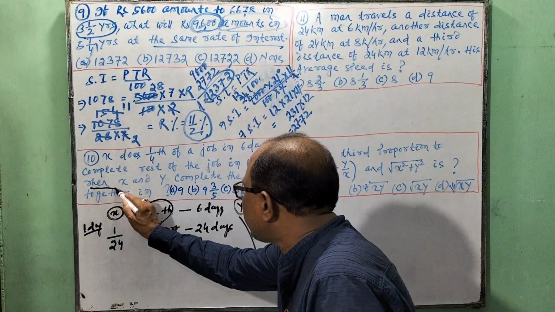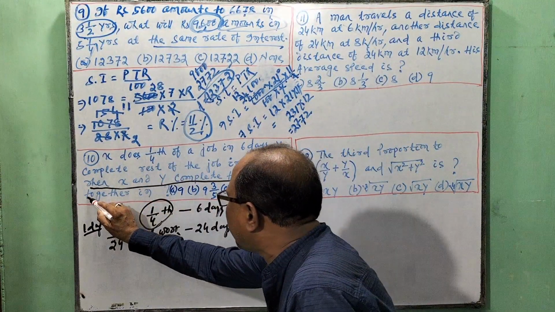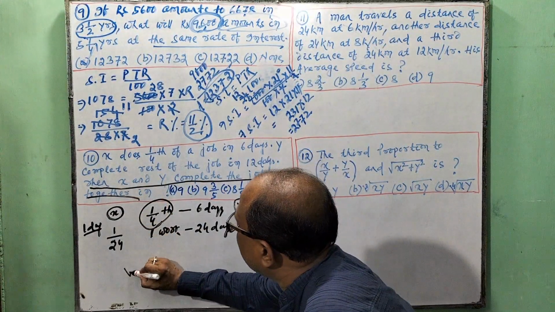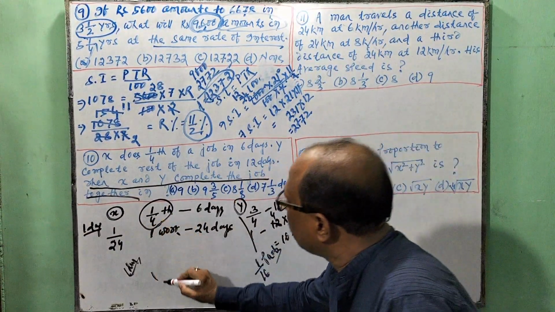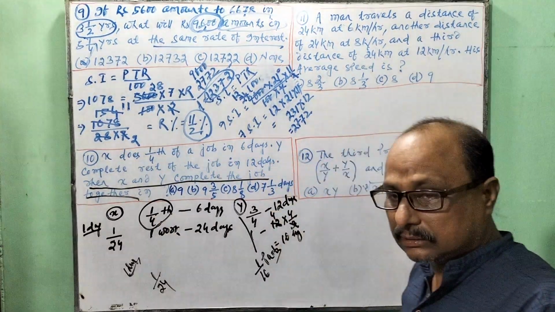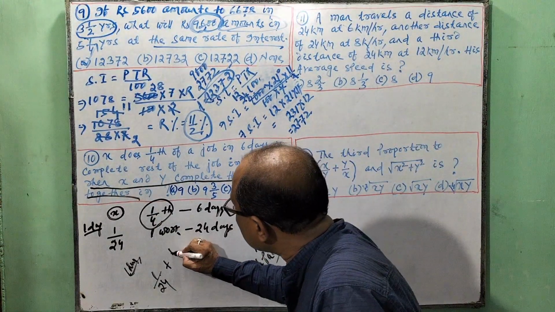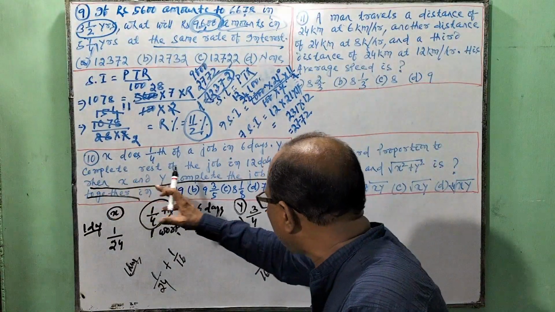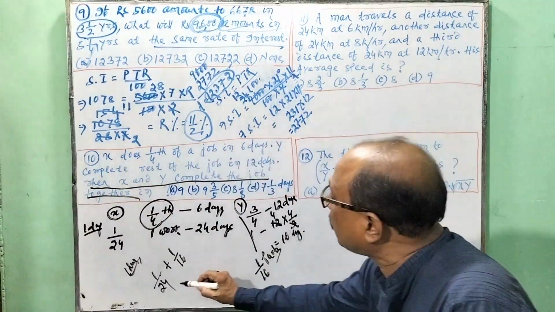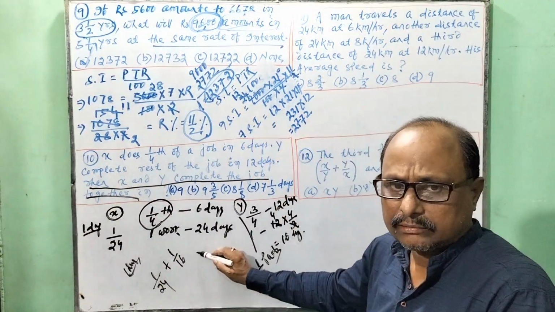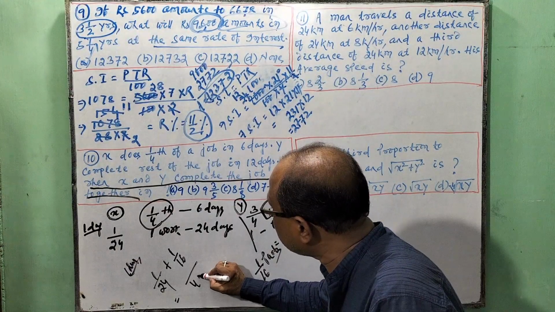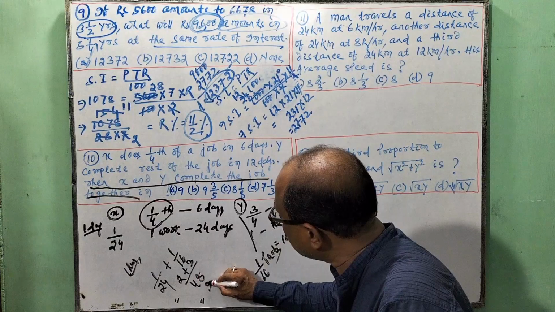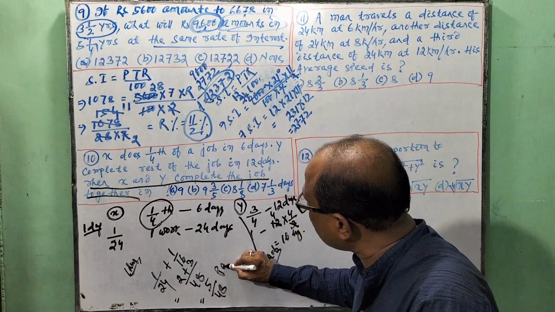Then X and Y complete the job together. A's 1 day work is 1/24 part of the work, and B's is 1/16 part of the work. Together in one day, the LCM is 48, so this is 2 and this is 3. So 5/48 is the part of the work done together in one day.